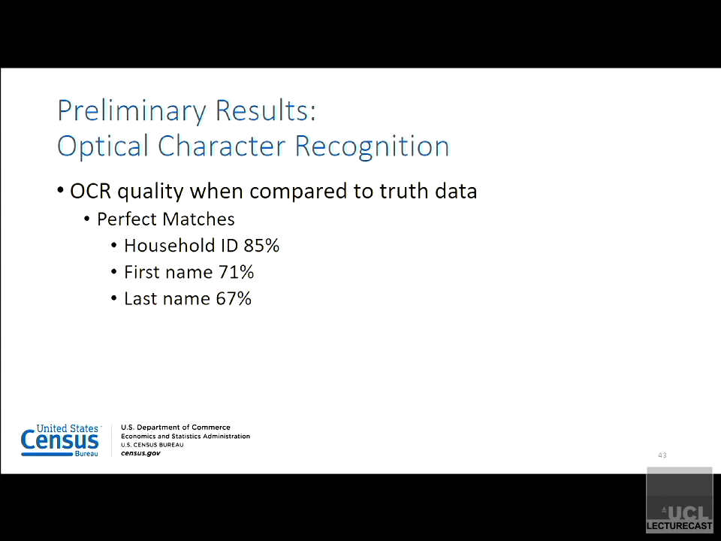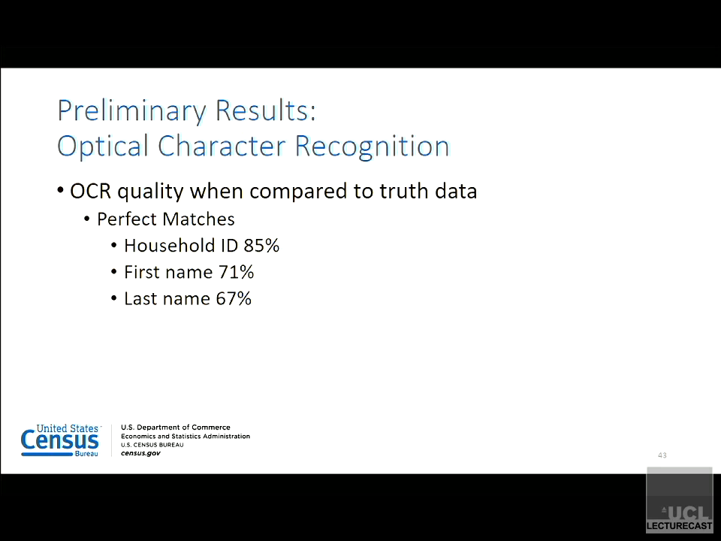We think this is pretty good. I was not optimistic about this, I will admit that. If any of you have tried the over-the-counter OCRs, like I tried this on a PDF and it was absolutely terrible. I think if we got like 6%, we would have been screwed and we would have stopped, right? This isn't going to work. So we gave these to some pretty high-tech companies, and they got household ID 85% of the time, first name and last name close to 70%. So we think this is pretty good.